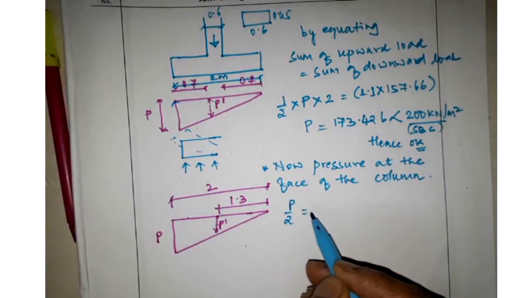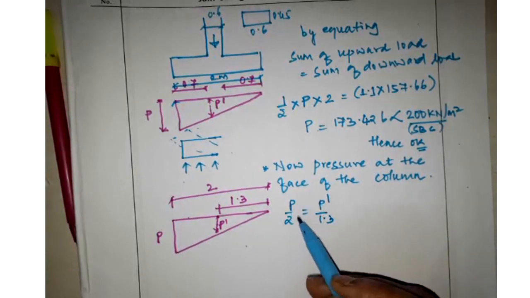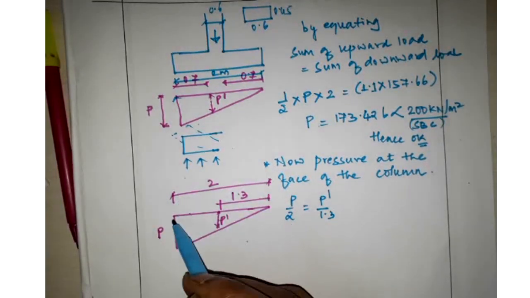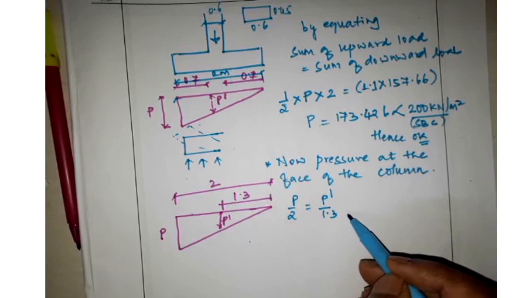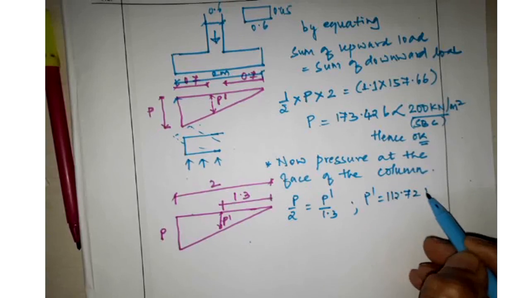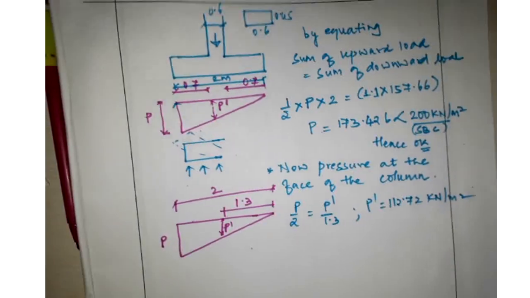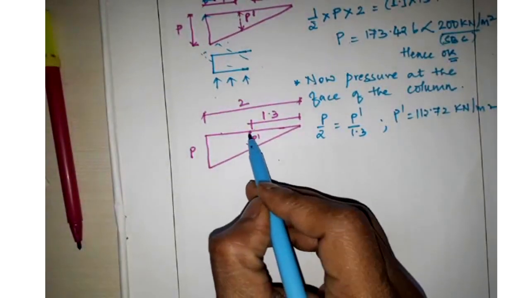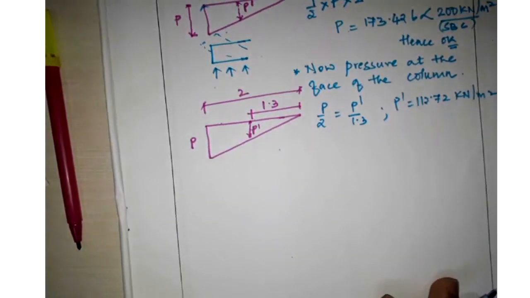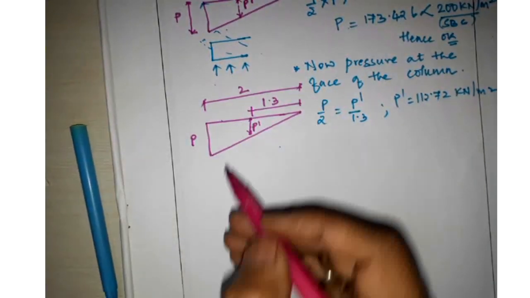So it will be P by 2 is equal to P dash by 1.3. P by 2, that is this by this. Understood? This total distance. This by this is equal to this by this. So from this we get P dash is equal to 112.73 kilonewton per meter square. Okay. Understood? So now we have to refer to this pressure distribution diagram. The pressure distribution diagram will be acting at the face of the column.